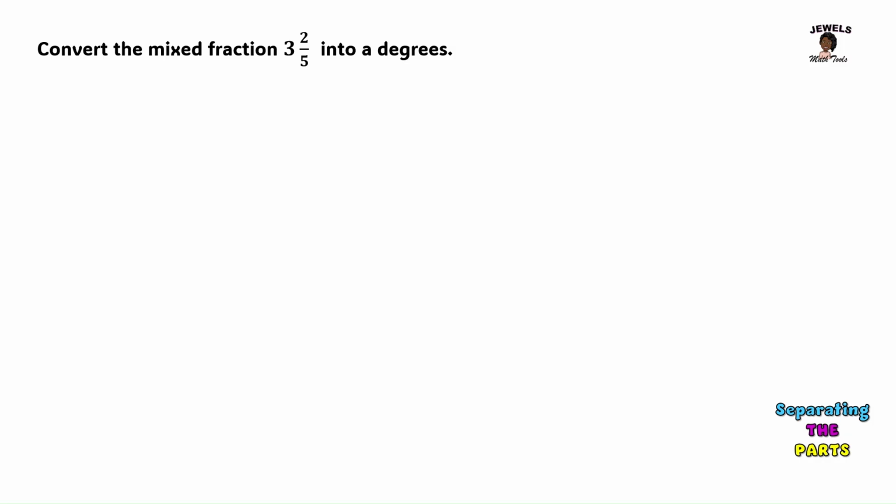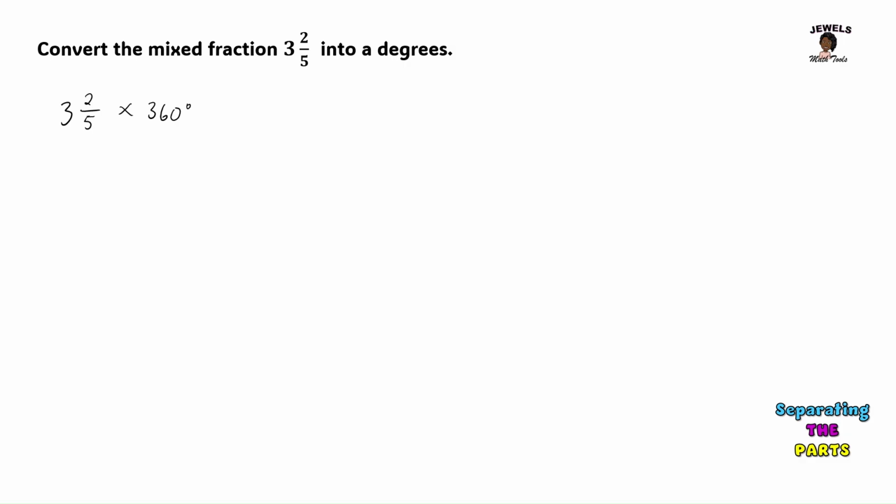So in our session today, we are going to be converting our fraction 3 and 2/5. You know, we've been working with this fraction for quite a bit in several of our videos. We are going to be converting this into degrees by multiplying it to 360 degrees. Remember that whenever you are converting a fraction into degrees, we always do this by multiplying it to 360, which is a full revolution for our angles.